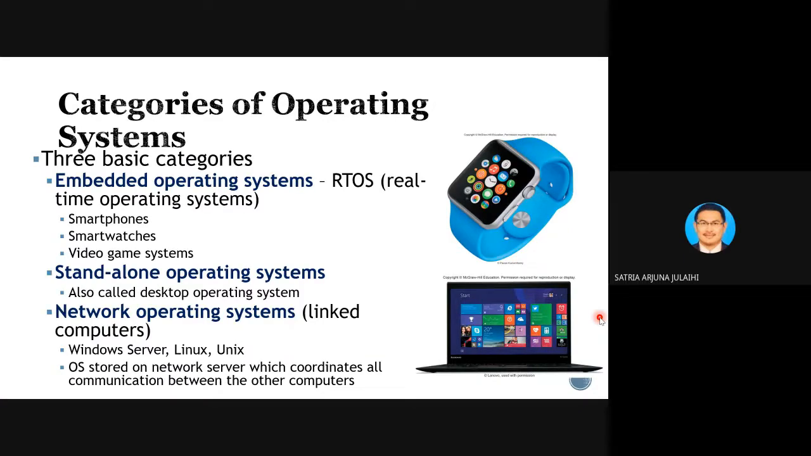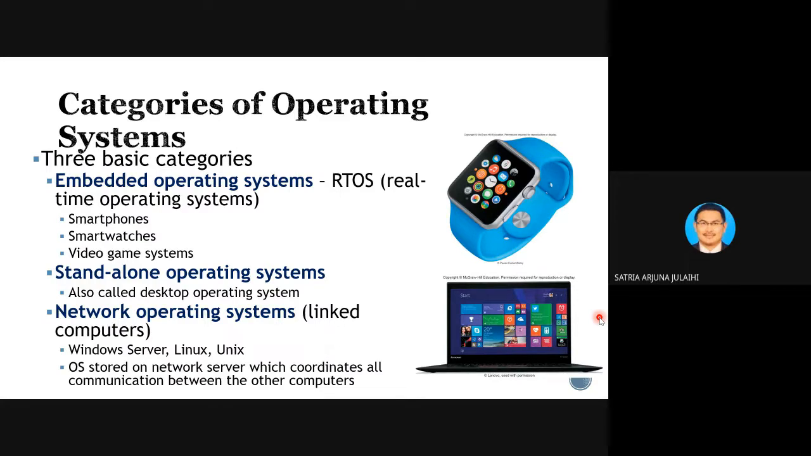Okay, now we look at the categories of operating system. Embedded operating system. So these are in smartwatch, smartphone, video game system. So in a smartphone, you have embedded. Embedded ini maksudnya dimasukkan ke dalam. So usually when we are talking about embedded operating system, it is something to do with a small device, smartphone, smartwatch, video game, and so on.